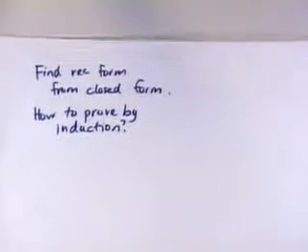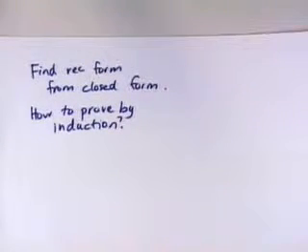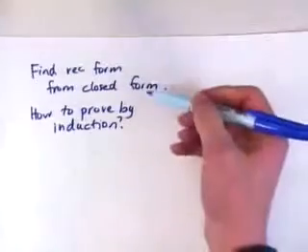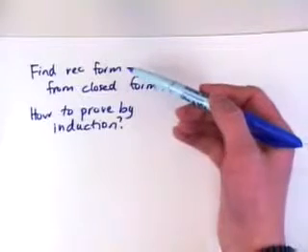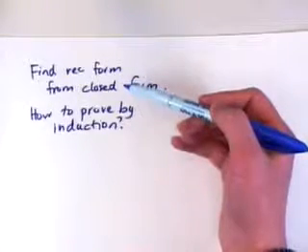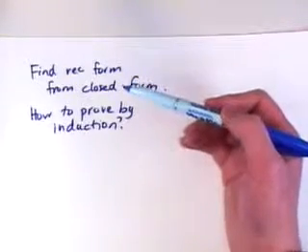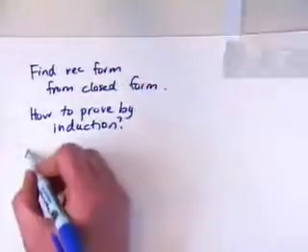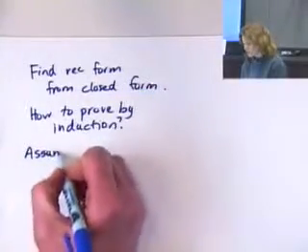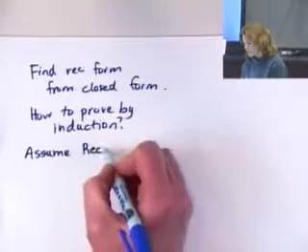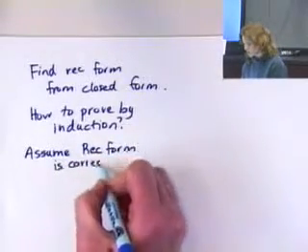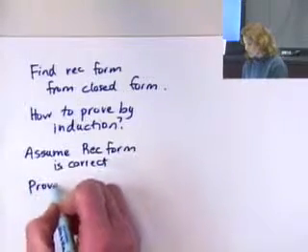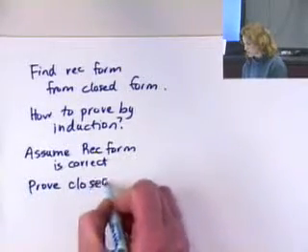So if I found, this one assumes that I know the closed form and I find the recursive form. Usually we do it the other way around. We know the recursive form and we find the closed form. We want to do the proof the exact same way. So what I always do is I assume that the recursive form is correct and prove the closed form is correct.